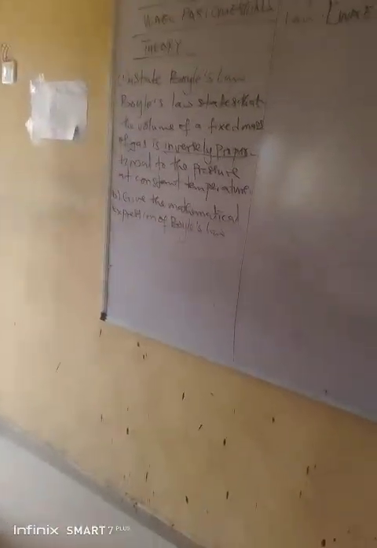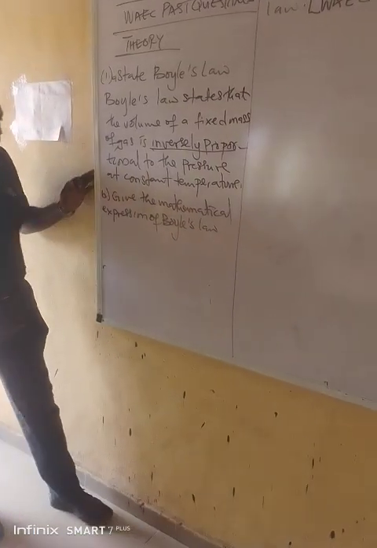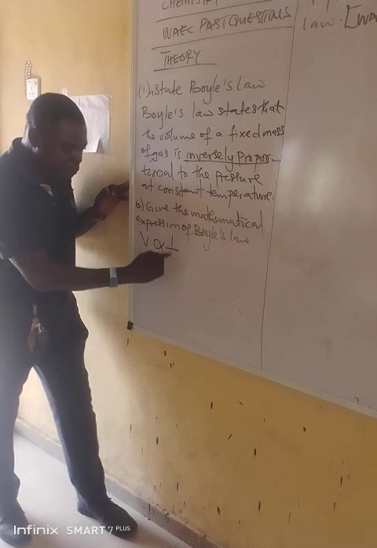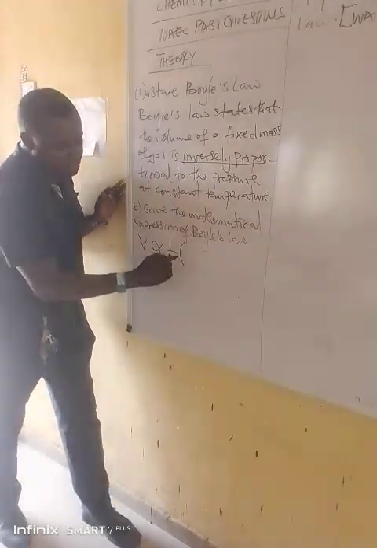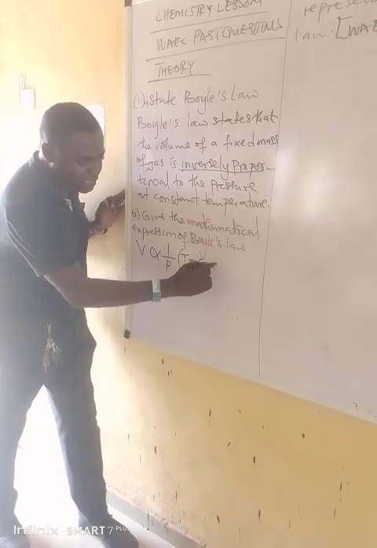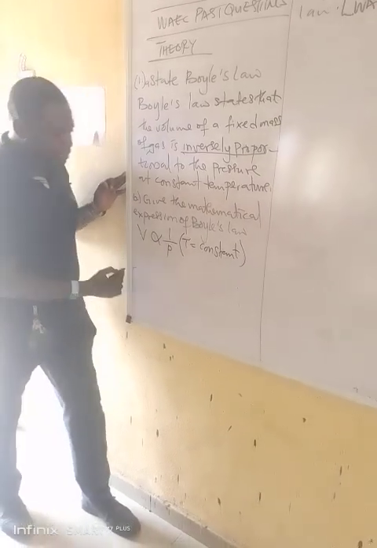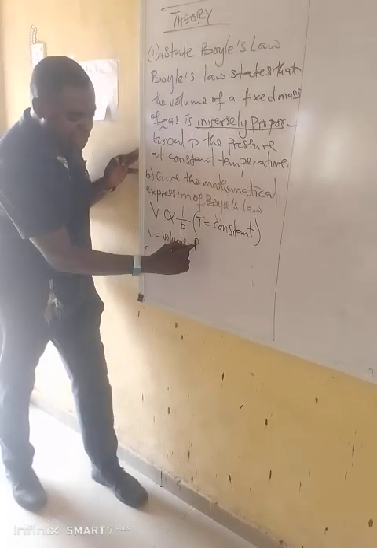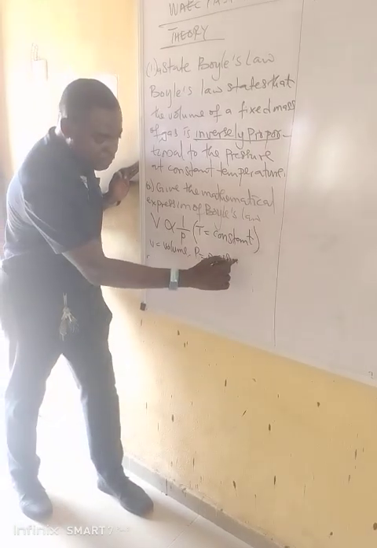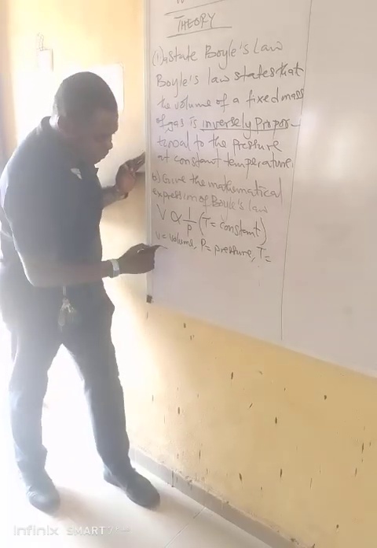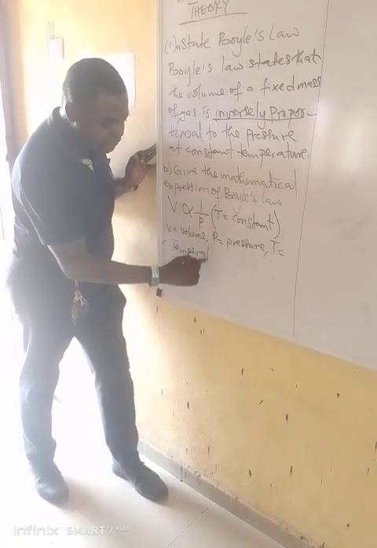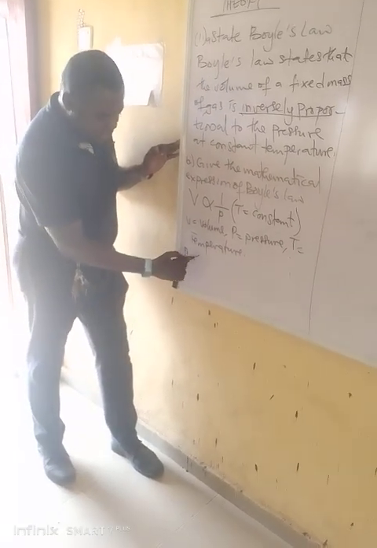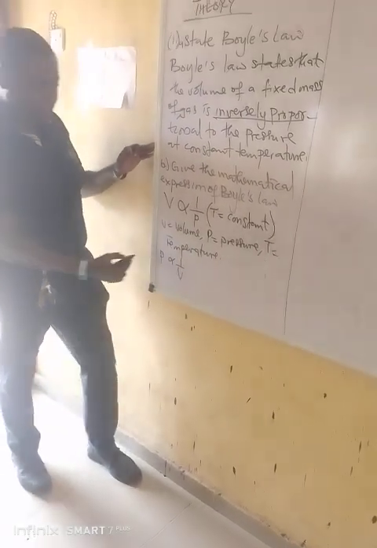That is why. Then here they say, give the mathematical representation of Boyle's law. You can say the volume is inversely proportional to pressure. You now say T equals to what? Constant. Then tell us that V equals volume. Tell us that P equals to what? Pressure. Tell us that T equals to what? Temperature. Then you have answered this question. Do you know that you can still say P is inversely proportional to volume? It's still the same thing.